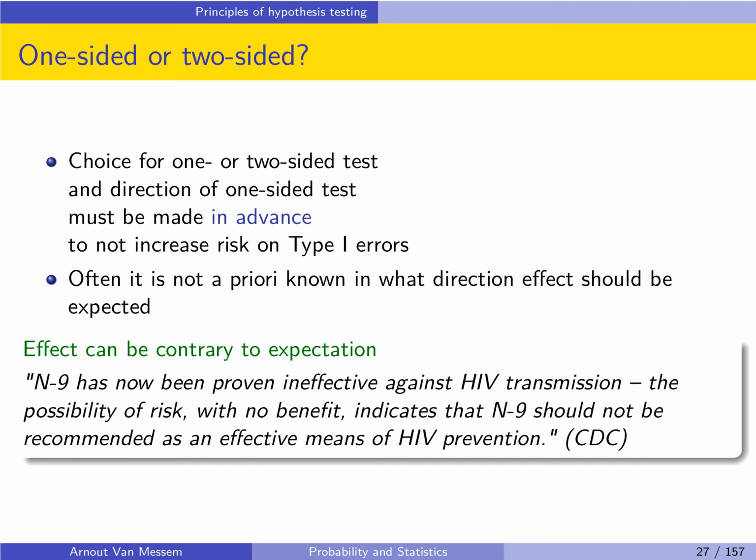Often a priori, so beforehand, it is not known in what direction the effect should be expected, and then it is also very difficult to choose for a one-sided test, and therefore a one-sided test is usually not appropriate. Effects can also be contrary to expectation. So for example, N9 has now been proven ineffective against HIV transmission. The possibility of risk with no benefit indicates that N9 should not be recommended as an effective means of HIV prevention.